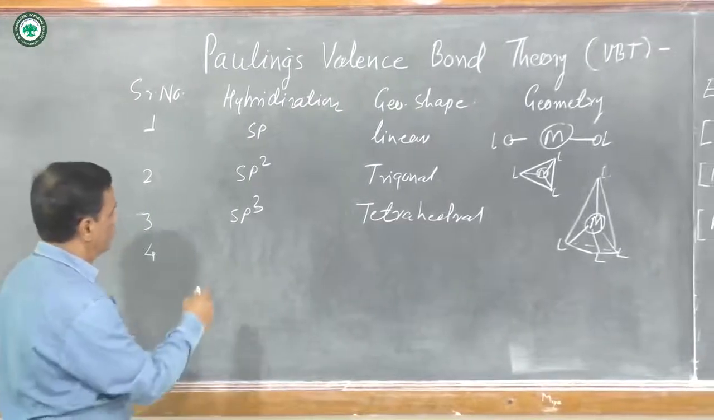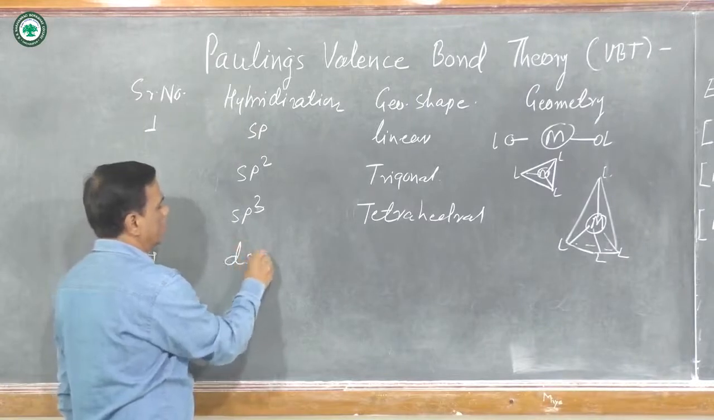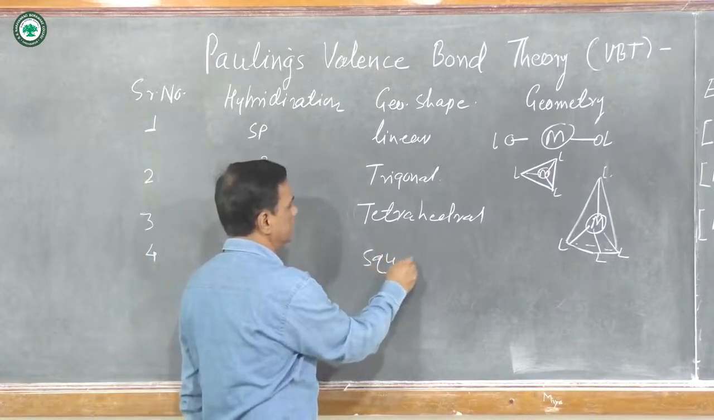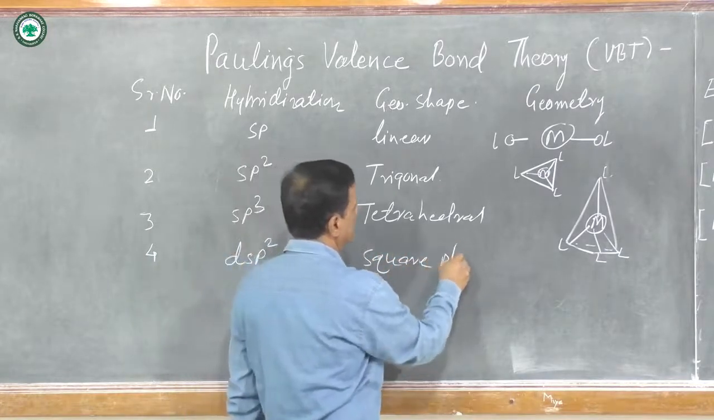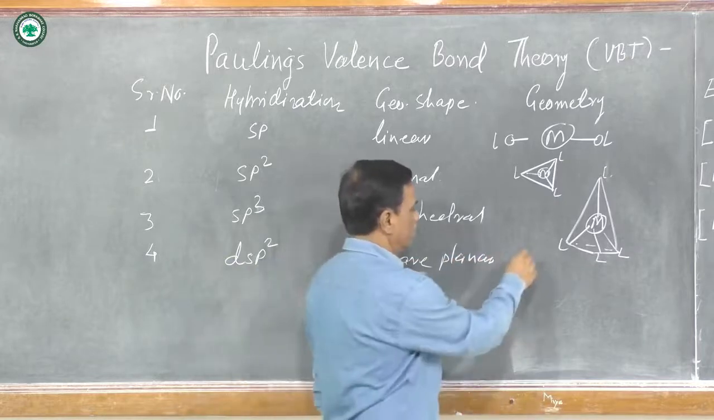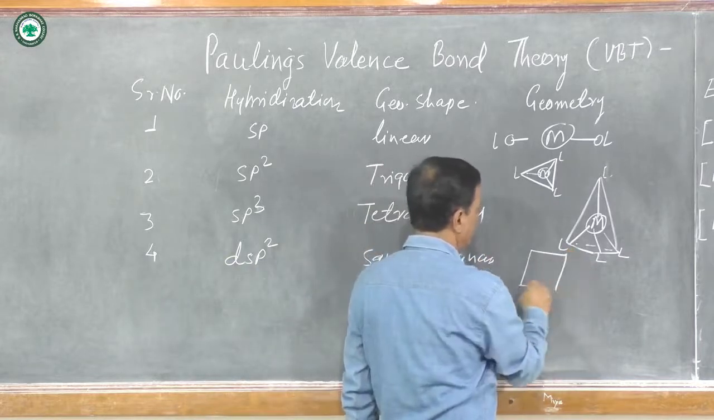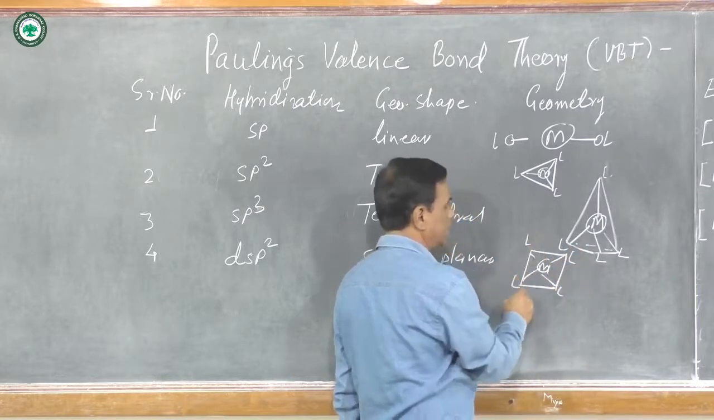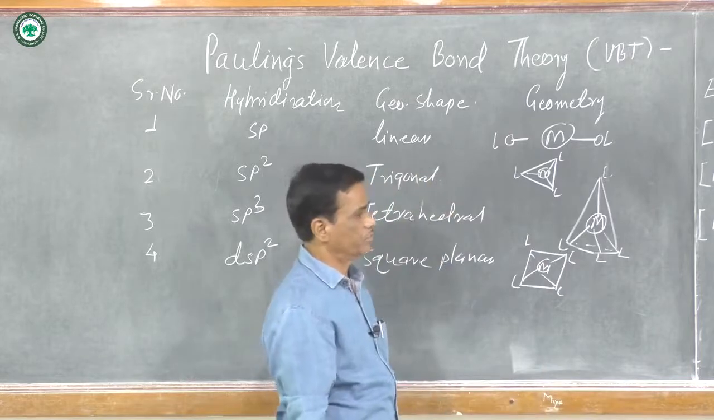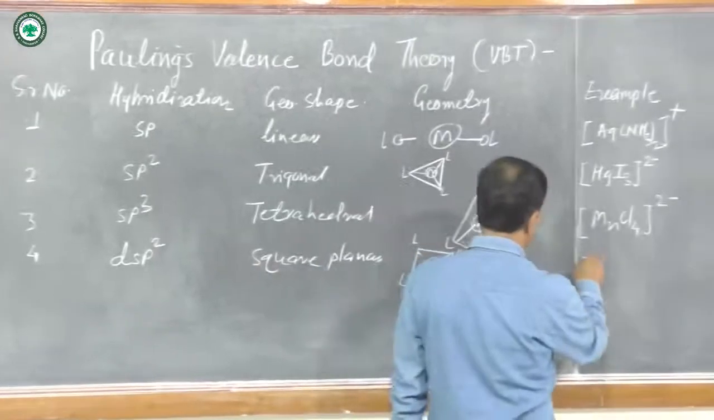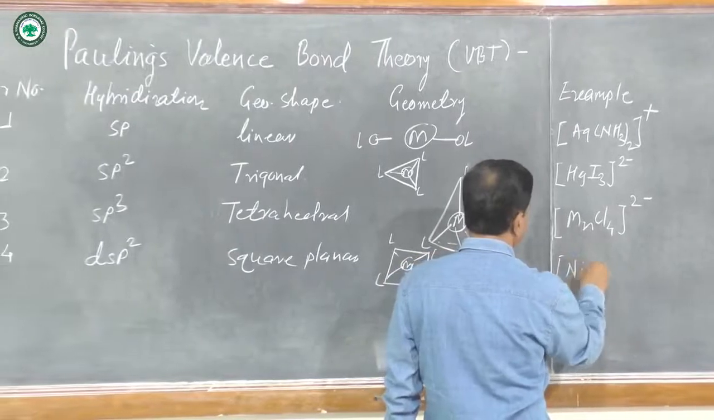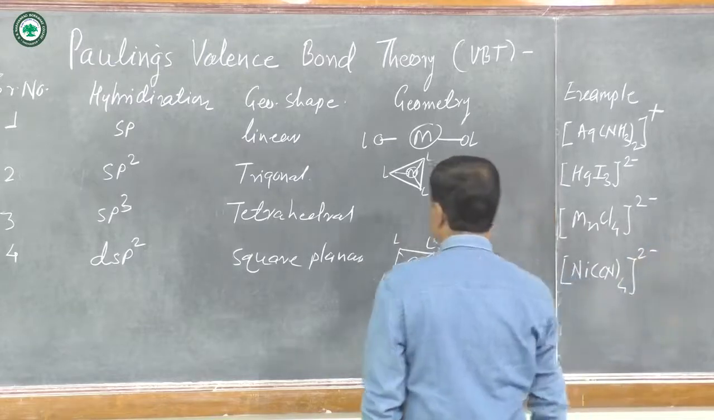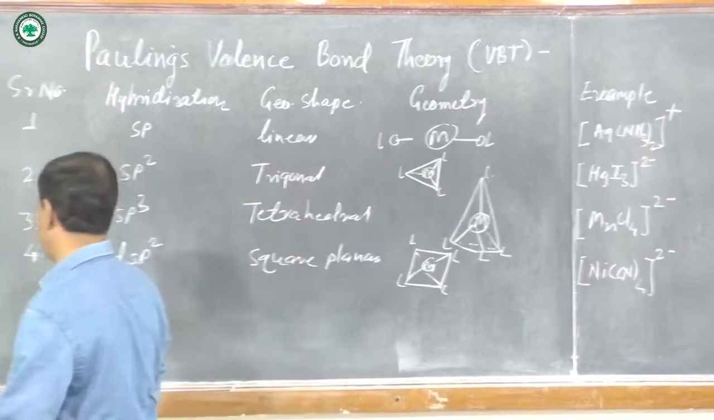Then the next example, number 4, is dsp2 hybridization. This dsp2 hybridization is square planar. There is a square. At the center position there is a metal and four ligands are at the regular corners of this square. And the example is suppose there is a formation of Ni(CN)4 2- complex ion.